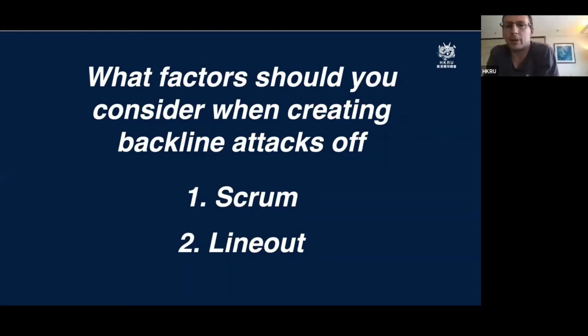Come on then. Give us one of the line out group to start. What factors should you consider increasing backline attacks off of the line out? Sorry, excuse me.